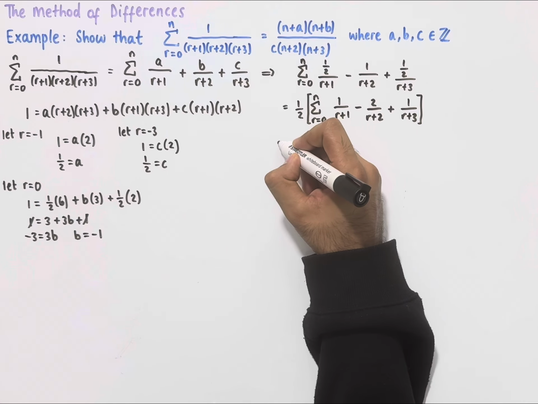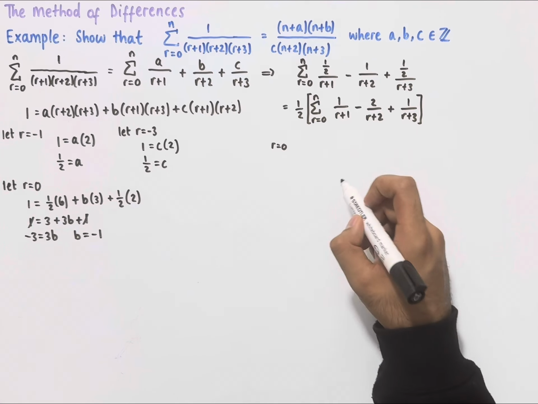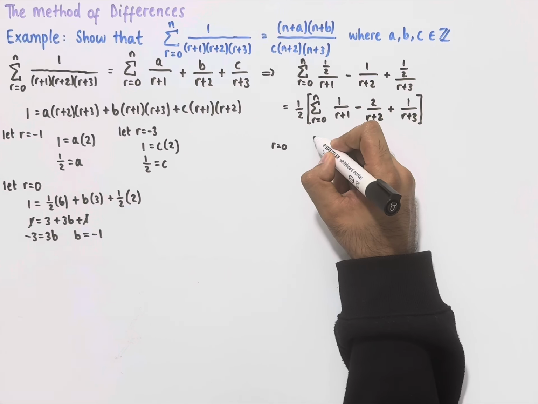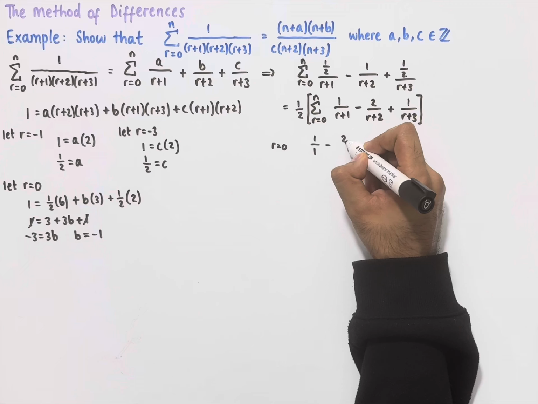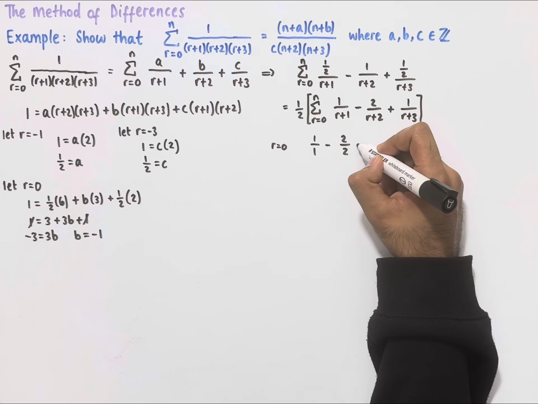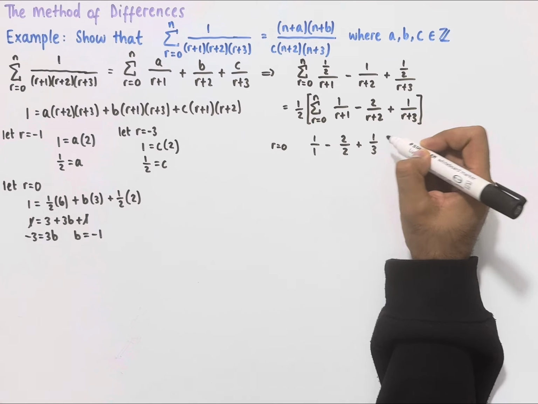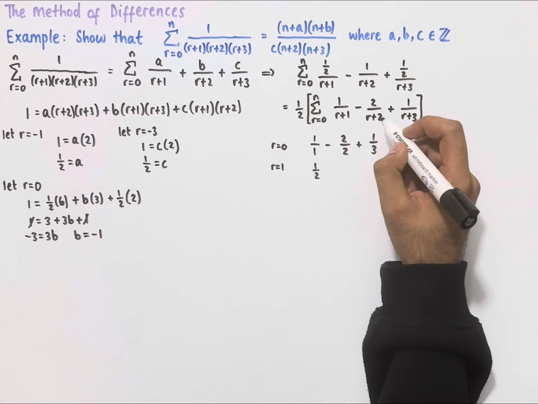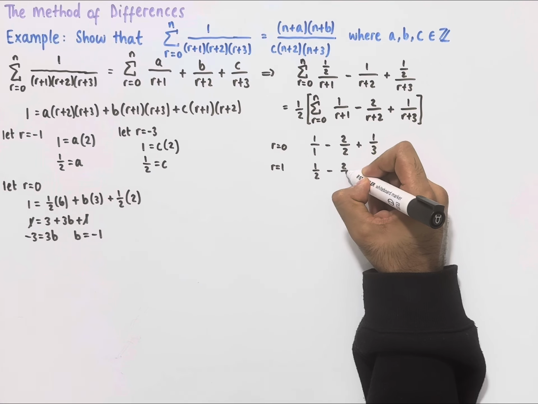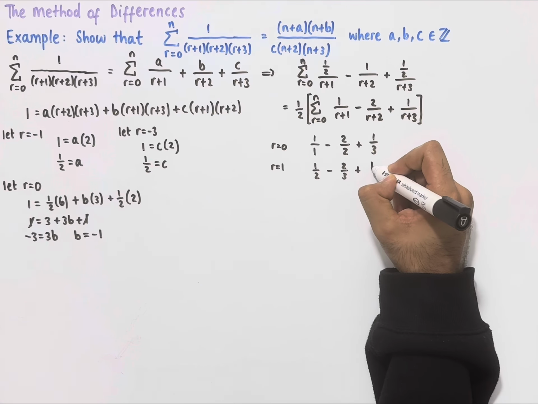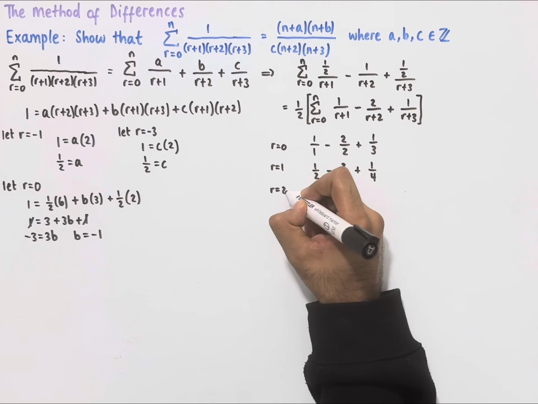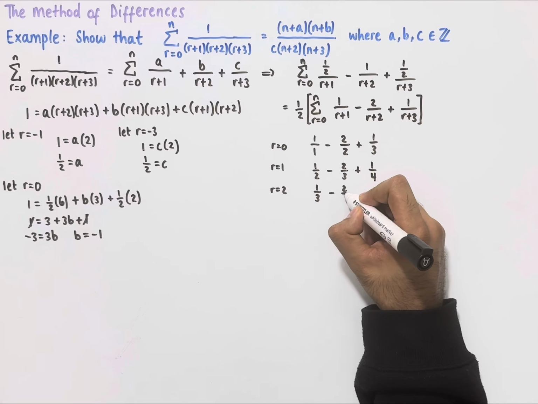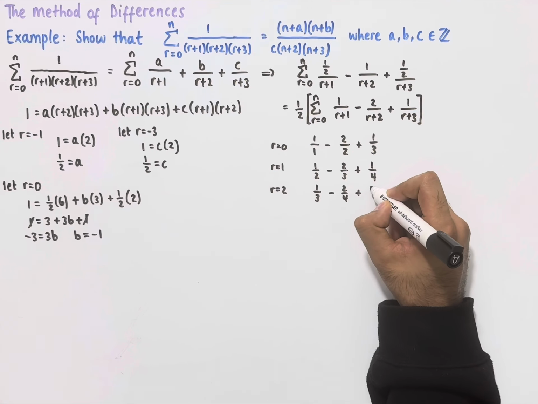So we're going to start with the first term when r equals 0. So if we substitute r equals 0, then the first fraction here becomes 1 over 1, the second fraction becomes minus 2 over 2, and the third fraction becomes plus a third. Then when we put r equals 1 in, we end up with 1 over 1 plus 1, which is a half, and then the second term becomes minus 2 over 3, and the last term becomes a quarter. Then when we put r equals 2 in, we get a third for the first term, the next term becomes minus 2 over 4, and the next term becomes plus 1 over 5.